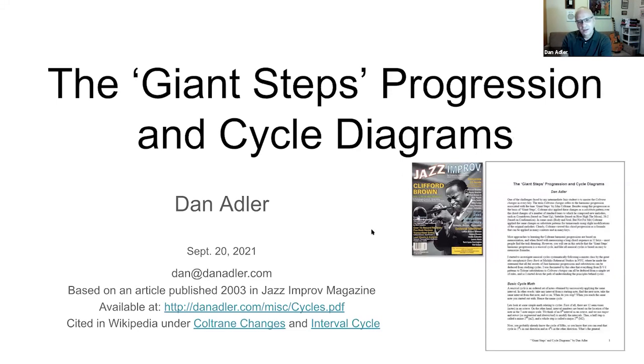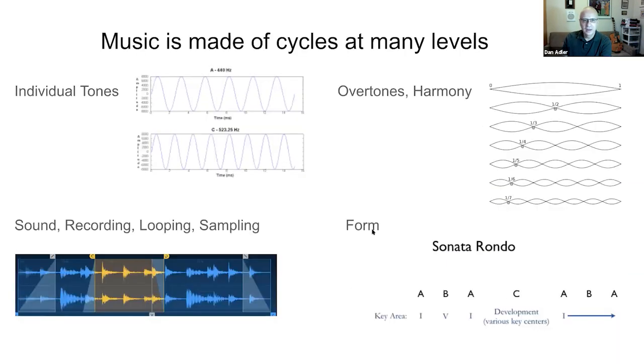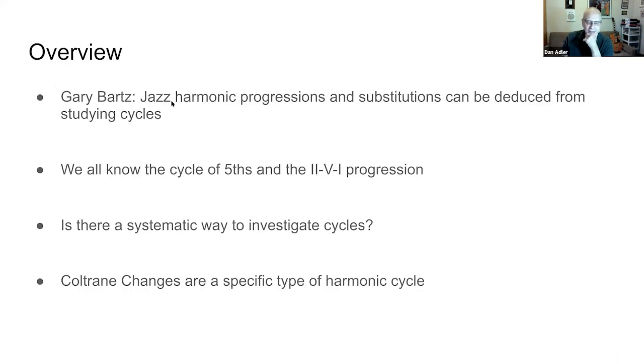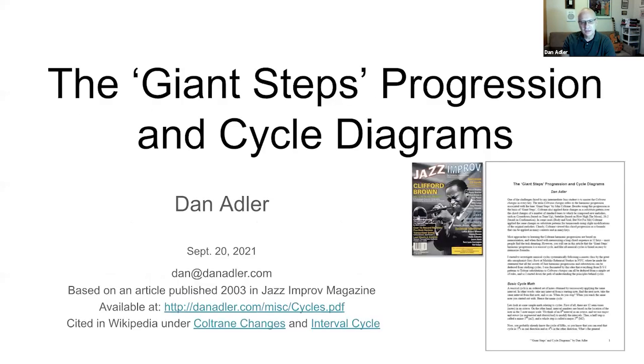Just to give a little bit of background, I was at a workshop with Gary Bartz, and he said something like this, that basically all jazz harmonic progressions and substitutions can be deduced from studying cycles. So I took that challenge and tried to figure out what exactly he meant. As a result, just to clarify things to myself, I wrote this article that is linked here, and I put a link to these slides in the chat. So if you want to copy it out and follow along, or look at it later.